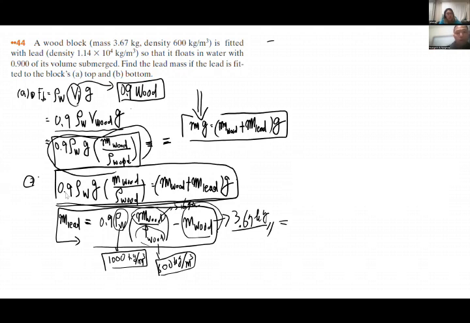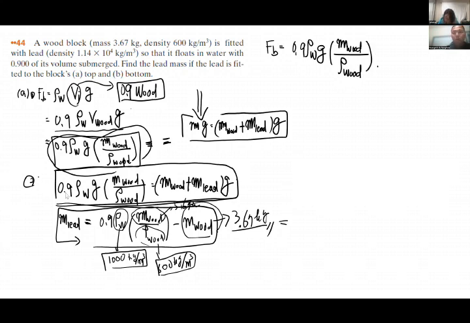So basically, the buoyant force in number A, if you only take into account the top part of this block, was 0.9 times density of water times g times m wood over the density of wood.